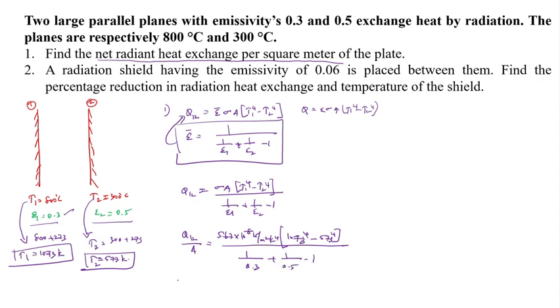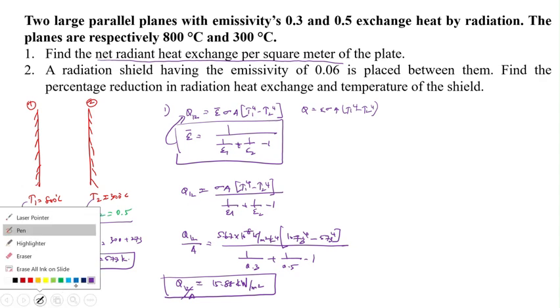After substituting the values in the above equation, finally we get the heat transfer Q1 to 2 divided by A, that is per unit area, equal to 15.88 kilowatt per meter square. So this is case one. Case one we found. Then we move to the second case.